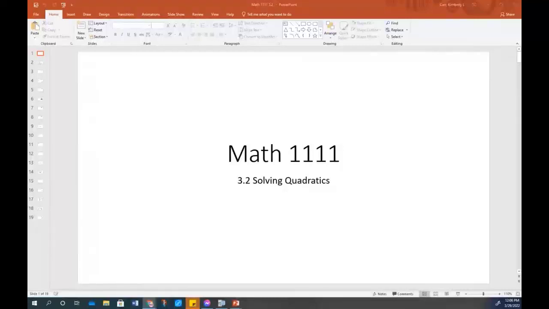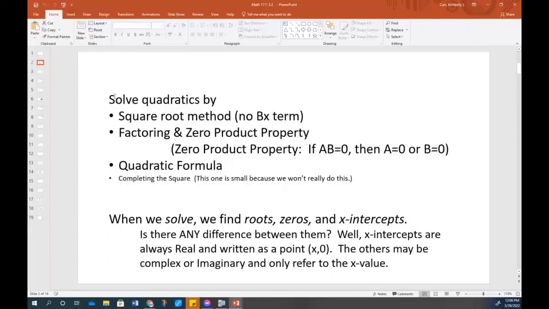This lesson is about solving quadratics. It does have quite a few slides with it, primarily because we have several examples of each type of solving. So this is truly an informational slide. We have three primary methods that we'll look at for solving quadratics.